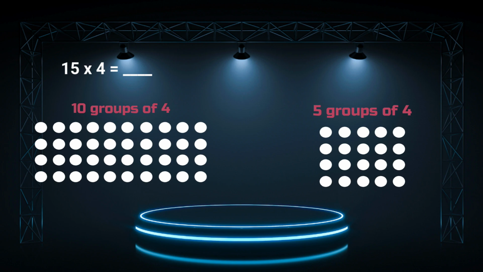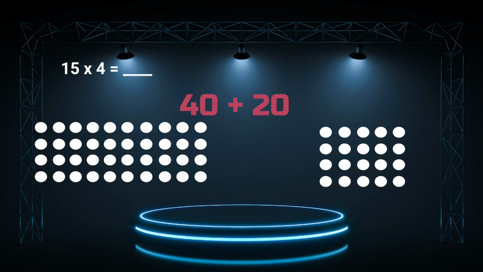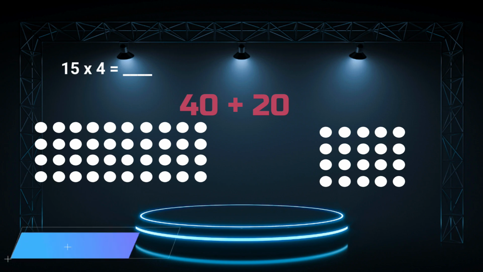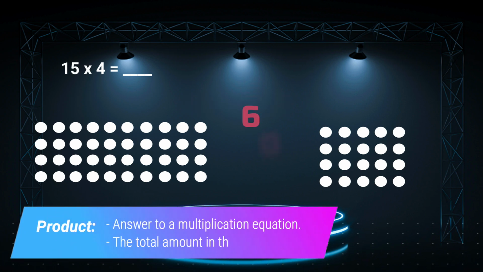And now I can use my basic facts. I know 10 times 4 is 40. So in this section that I just split apart, I have 40 total dots. And I know my basic facts, 5 groups of 4 gives me 20 over here. You can pause the video and count them one by one if you don't trust me. But I have 20 in this section over here, which means if I put the total back together, I have 40 plus 20, which gives me a product of 60.